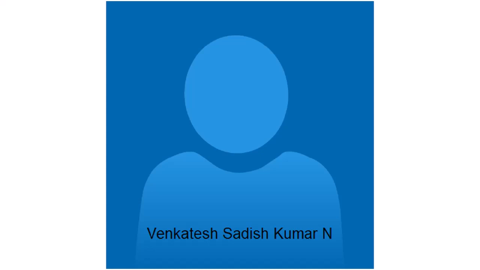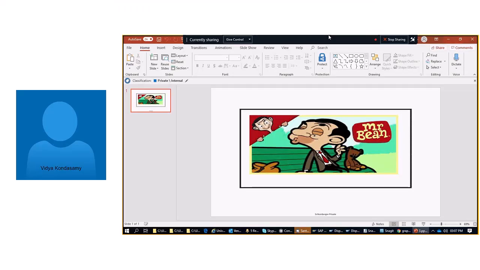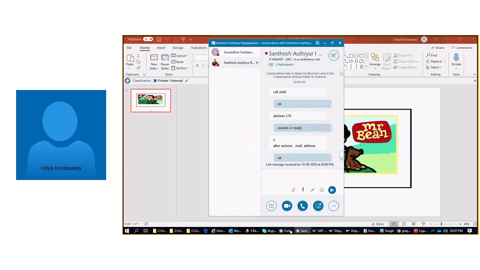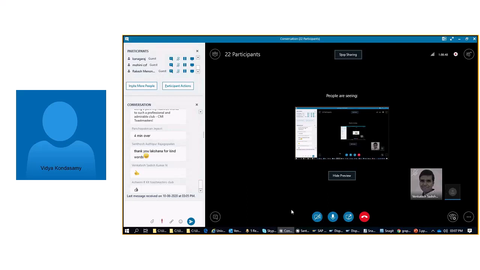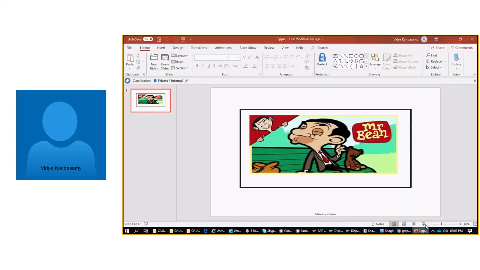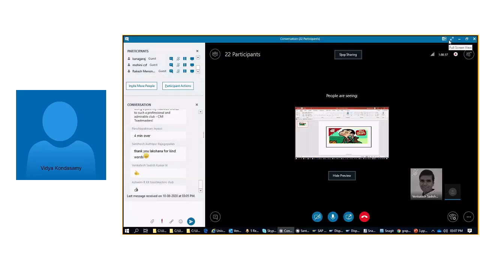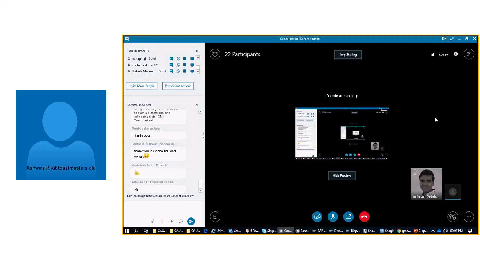I'm just sharing my next cartoon character. Hope you guys are able to see the screen. The next speaker on board is Toastmaster Ashwini from KAT Toastmasters Club. Ashwini, your cartoon character is Mr. Bean. Stage is yours. Am I audible? Yes, you are.